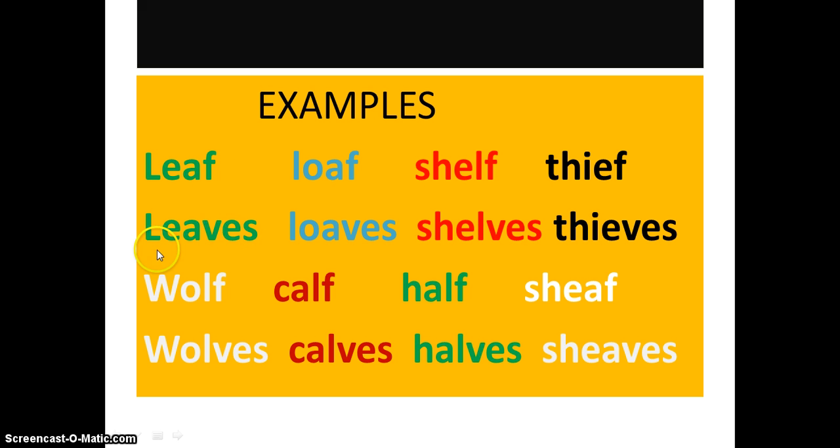So leaf becomes leaves. Same thing for loaf, ends with F. We change the F to V and we add ES to it, so we change loaf to loaves. Great. Shelf turns to shelves. Thief turns to thieves. Wolf turns to wolves. Calf turns to calves. Half turns to halves. And sheaf turns to sheaves. Great. Now let us move on.